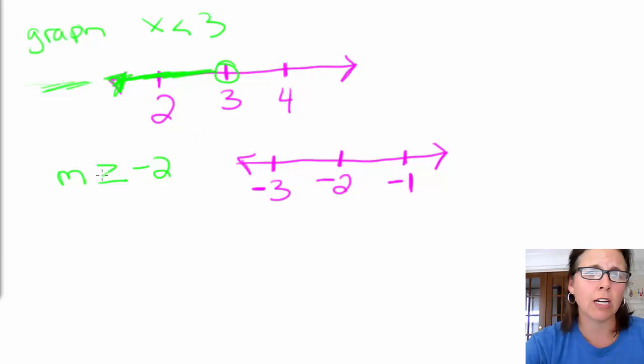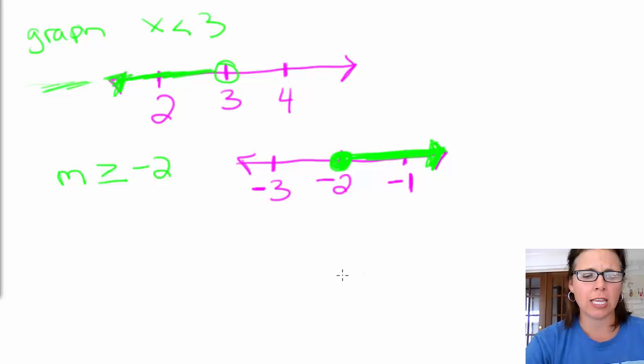And now it's greater than or equal to. So that means it includes the -2. So you shade that in. And it says it's greater than -2. So you have to think, is -3 greater or is -1 greater? Okay, well the -1 is greater.